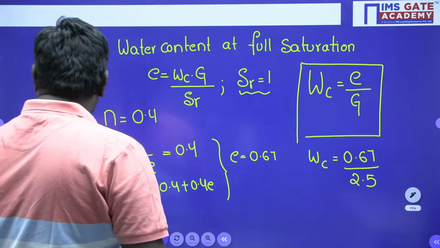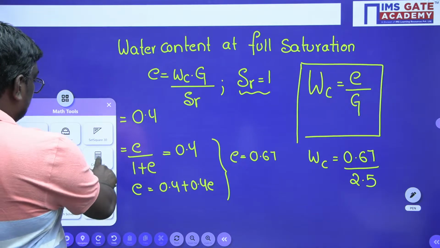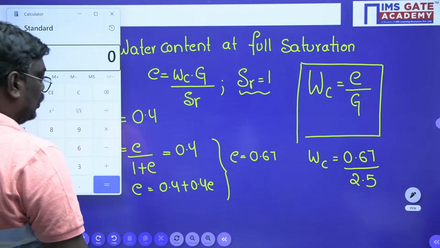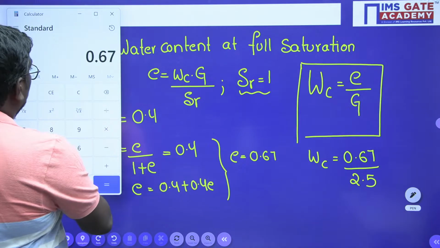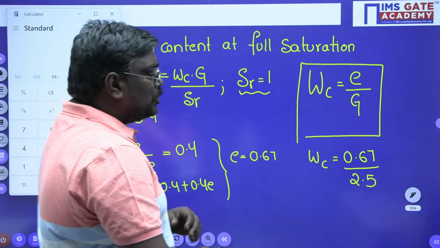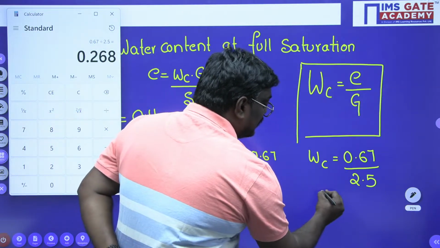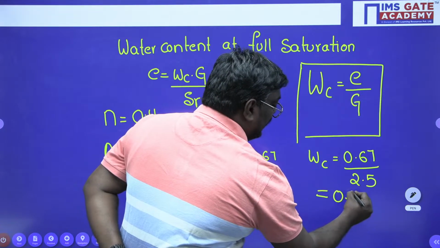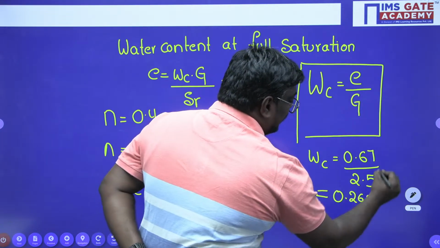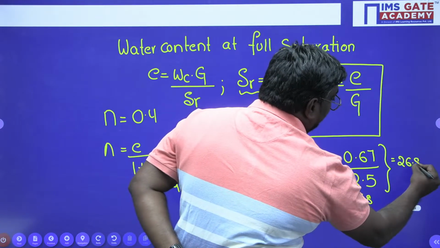Sir, see here, if you don't have the calculator, I will let you know. It will be around 26.6%. So you can write here 0.67 divided by 2.5, so it is around 0.268. So what is the water content value here? It is 0.268. If they ask you in percentage, this value will be equal to 26.8 percent.